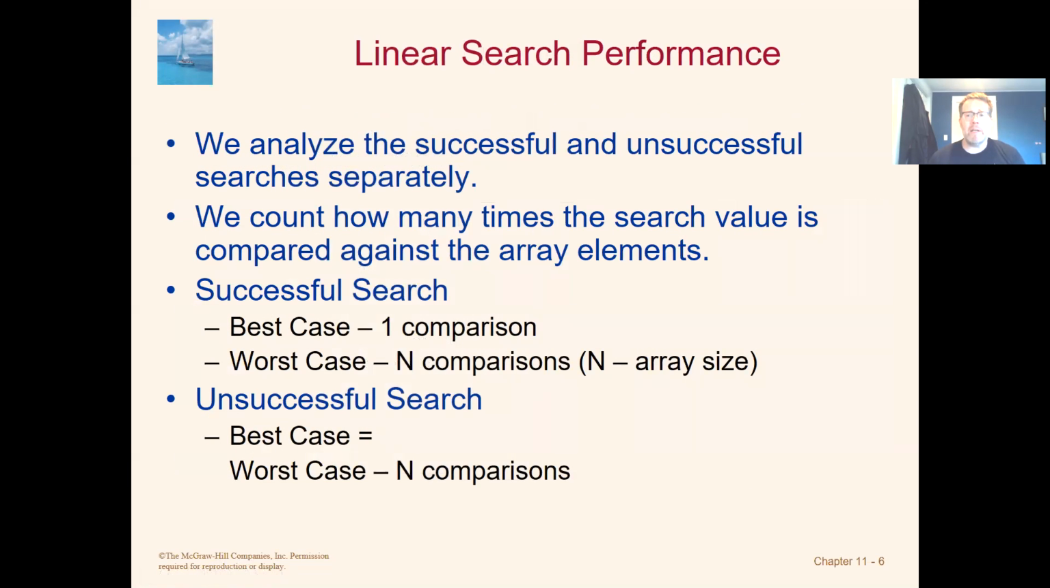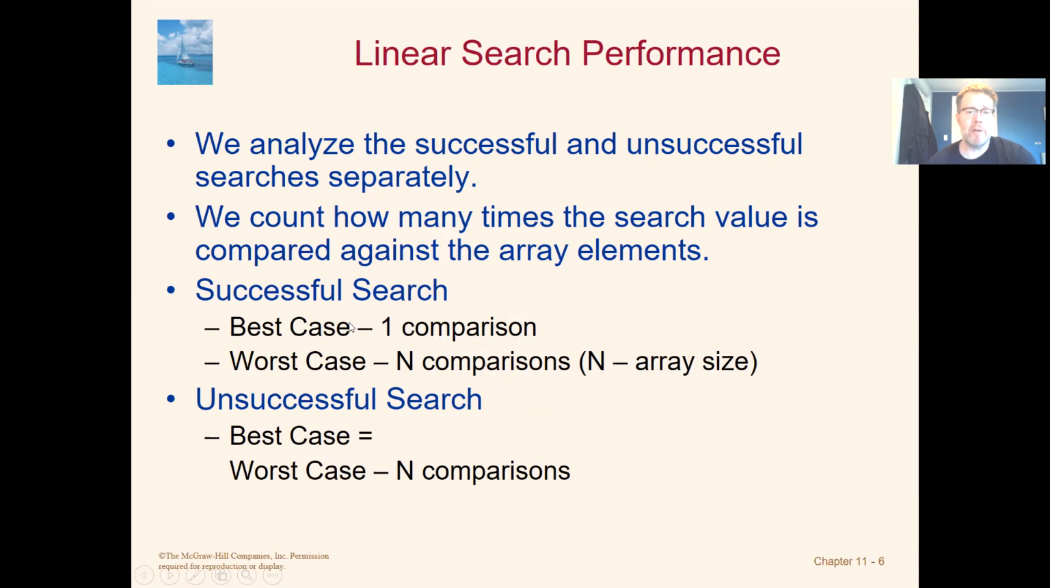Okay, so for linear search, we can analyze it in two ways. First of all, the successful search. In the best case, we find it right away. The value that we're looking for is at index 0. We do one comparison, boom, we find it, we're done. In the worst case, we have to go through the whole array. We find it at the very end. So the average for this is going to basically be n over 2.